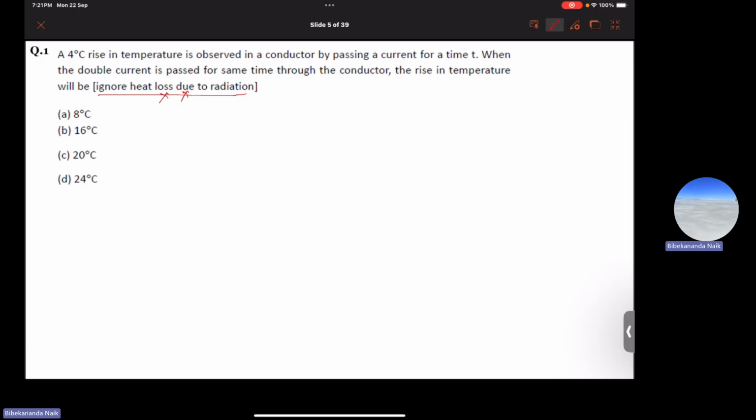So the required amount of heat to raise the temperature by 4 degrees Celsius will be directly equal to the amount of heat produced due to the electrical current passing through that conductor. The options are A, 8 degrees Celsius, option B, 16 degrees Celsius, option C, 20 degrees Celsius, and option D, 24 degrees Celsius. I'll give you a few minutes to solve this question, and then we will discuss the correct answer.